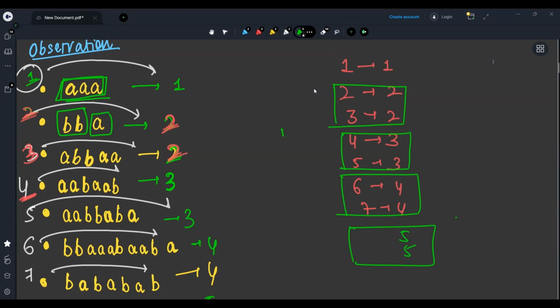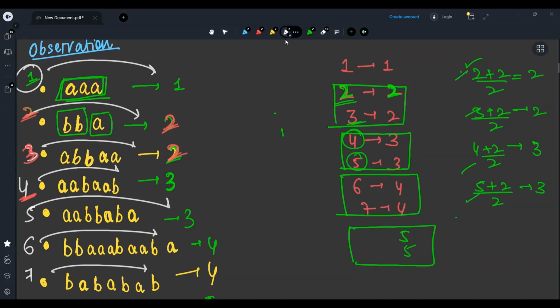Okay. So now two groups. If I add 2 to it and divide by 2, it will give me 2. Yes. If I have 3 groups and I add 2 to it and divide by 2, it will give me 2. Yes. Now if I have 4 groups and I add 2 to it and divide by 2, it will give me 3. Similarly, if I have 5 and I divide by 2, it will give me 3. So this is a pattern that I can observe: the answer will be equal to the number of groups plus 2, divided by 2.